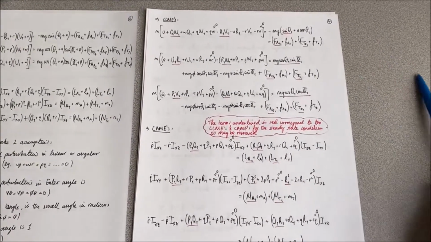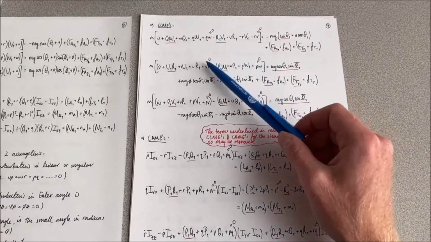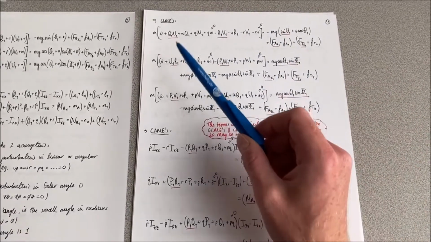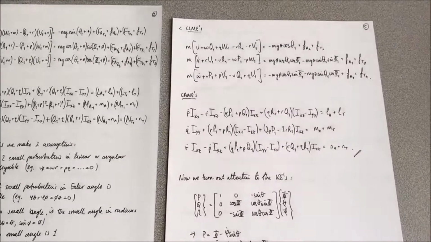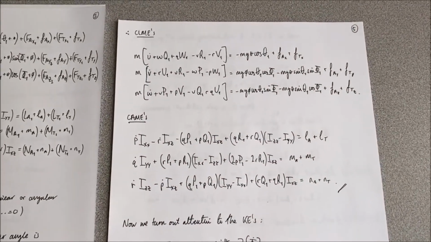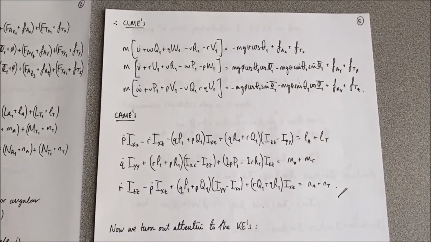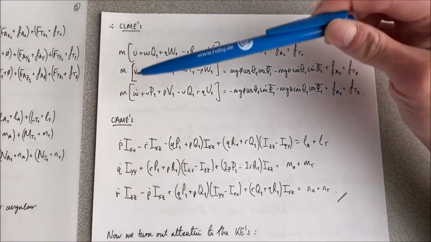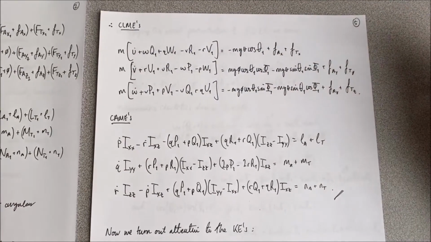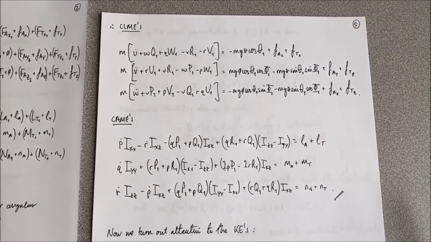So that's going to further reduce down our system. So I've got rid of all of the stuff that's going to be 0, I've got rid of the steady state condition, and I'm left with this, which looks a lot neater and tidier. So these are the conservation of linear momentum equations and conservation of angular momentum equations for a perturbed flight condition.